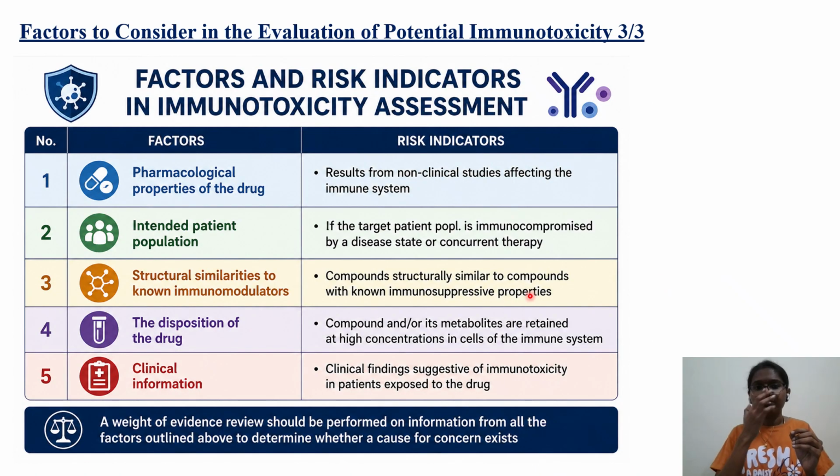Then what are the factors that you need to consider for the immunotoxicity assessment? Pharmacological properties, non-clinical studies, that is efficacy studies, intended patient population, if there is any disease state or concurrent therapy, structural similarities, then disposition of the drug, then clinical information. So a weight of evidence review should be performed on information from all the factors outlined above to determine whether there is a cause for concern.